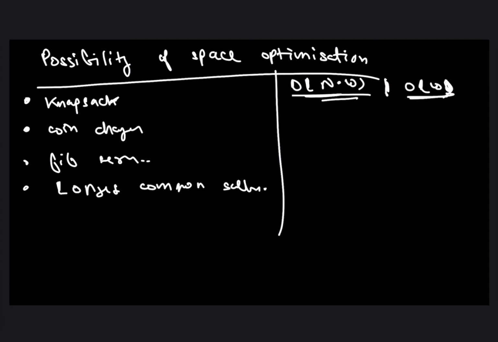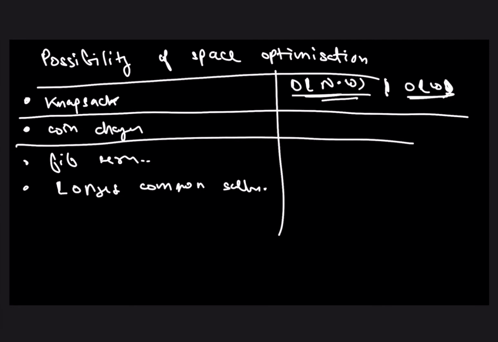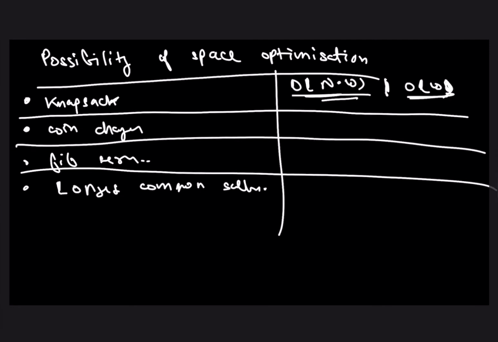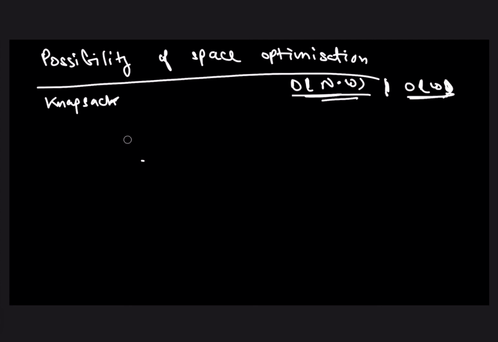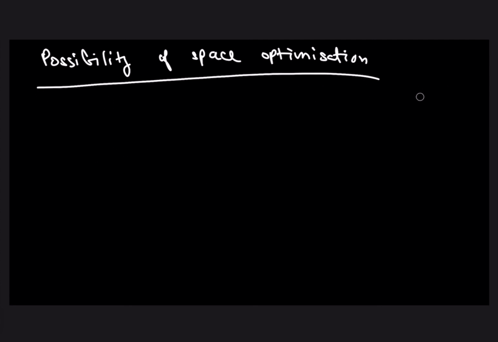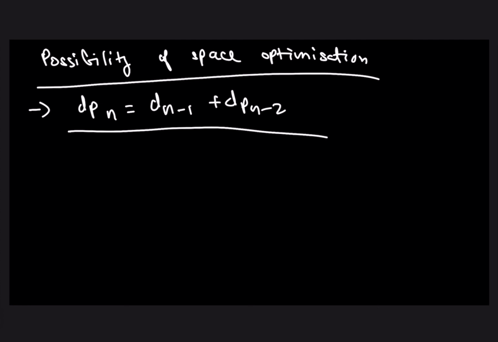There are a lot of problems which can be optimized with the help of tabulation in terms of space complexity. So let's understand this with a very simple example, the Fibonacci series. How do we optimize the Fibonacci series in case of tabulation? If you remember the recurrence relation, it was dp of n is equal to dp of n minus 1 plus dp of n minus 2. Let's say you want to compute the value of dp of 10 to the power 6.